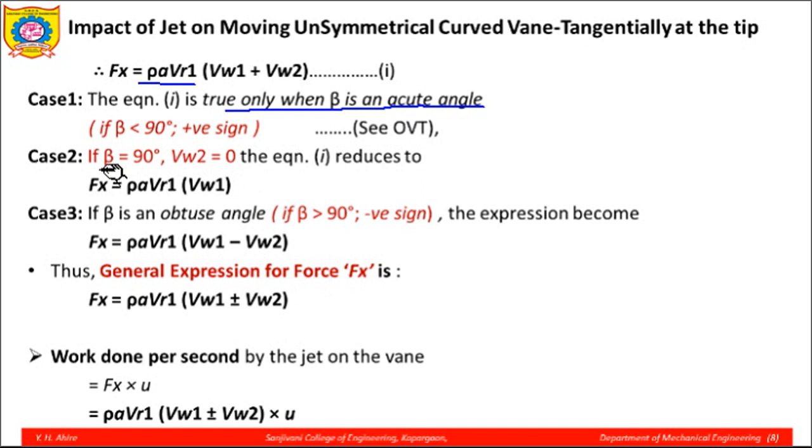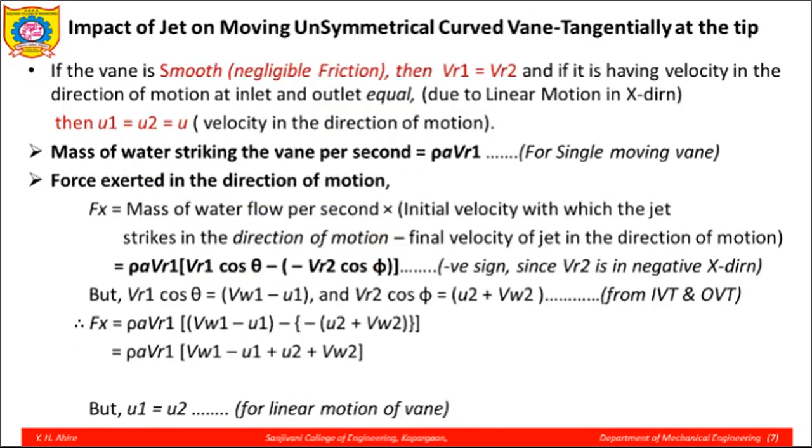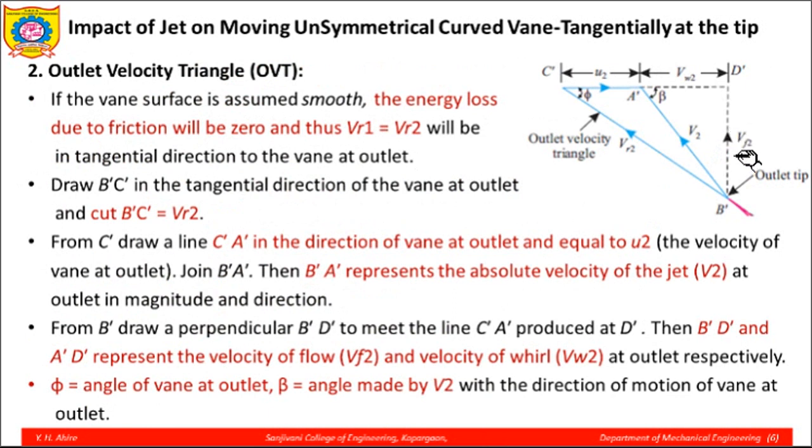Second case: if beta is equal to 90 degree, the Vw2 component becomes 0. So equation 1 reduces to Fx is equal to mass flow rate rho a Vr1 into Vw1. This you will understand by observing the OVT. If this becomes 90 degree, it means Vw2 becomes 0, right?